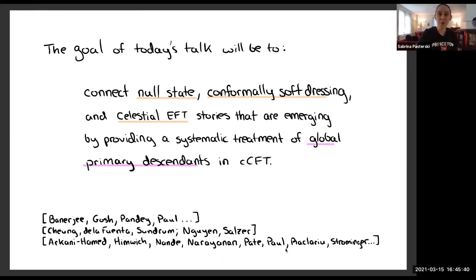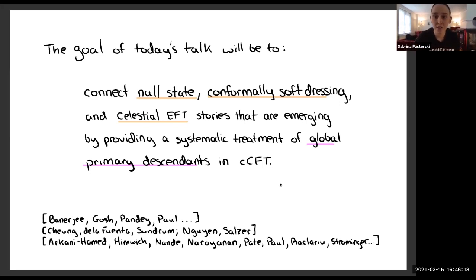The goal of today's talk is to try to connect this very interesting null state story that we're seeing in Banerjee and Ghosh and collaborators' work recently, the conformally soft dressing that we've seen with lots of people at the bottom here with Andy's crew, and some recent celestial effective field theory stories that have been emerging. We're going to do this with a relatively simple starting point, which is to be very systematic about the global primary descendants in celestial CFT. And for me, I'm talking about just global SL2C right now.